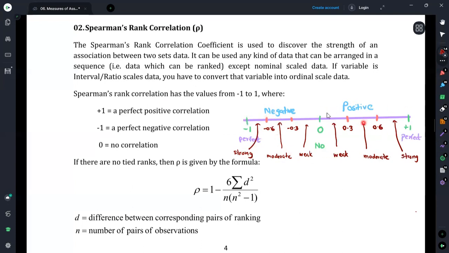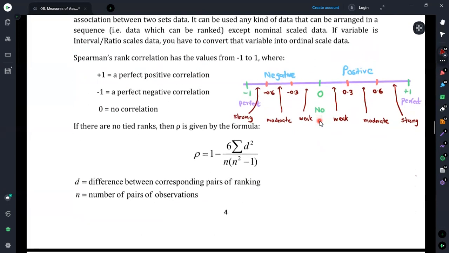Therefore, this is the scale that we use to comment on the value that we are getting. These values 0.3, 0.6, minus 0.3, minus 0.6 may vary according to the situation, but as a norm, we can consider the cutoff points at 0.3 and 0.6. Now, if you look back to the Spearman's rank correlation, here we can see these values. According to this scale, we can comment on the Spearman rank correlation coefficient as well.